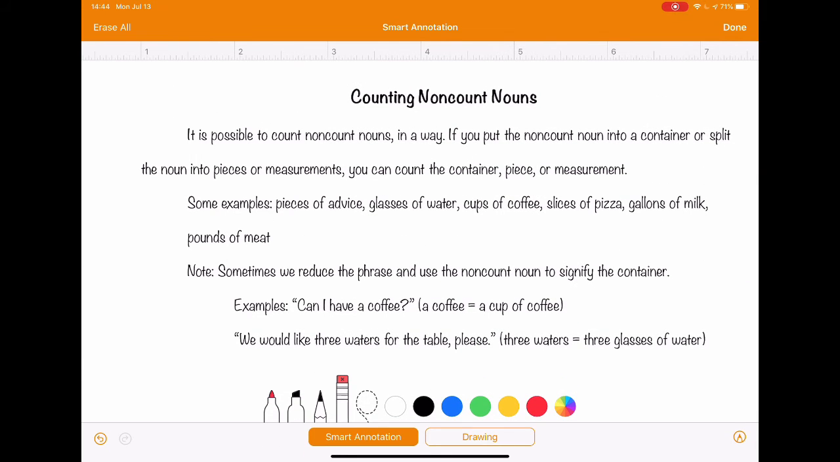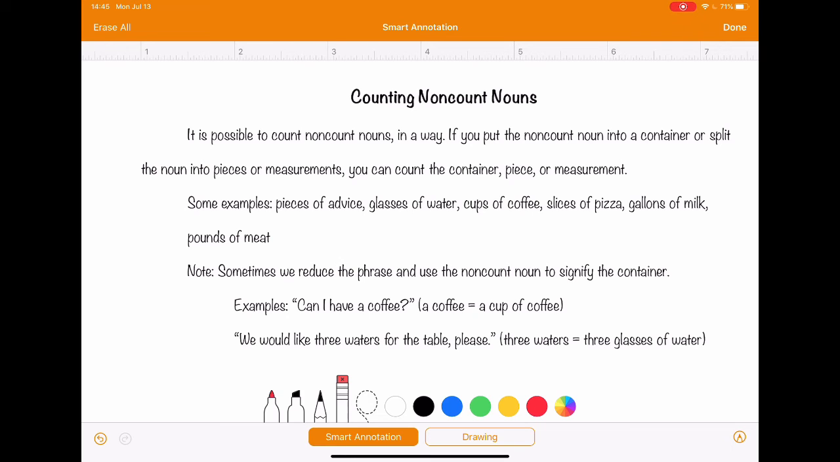It actually is possible to count uncountable nouns in a way. If you put the non-count noun in a container or you split the noun into pieces or measurements, you can actually count the container, the piece, or the measurement. So some examples of this would be pieces of advice. I cannot count advice, the noun, but if I split it into pieces or suggestions, then I can count those pieces.